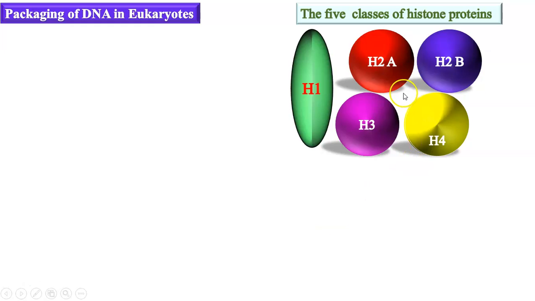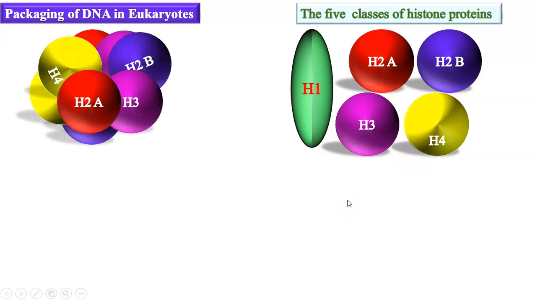The 5 classes of histone proteins get organized and form a unit of 8 molecules, which is called a histone octamer. Let us see how the histone octamer gets formed by the different classes of histone proteins.